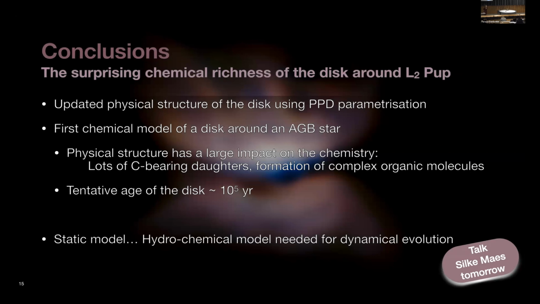Sorry? You're using a static model. Yes, it's a static model. So how do you implement the chemistry in your model? So I assume oxygen-rich parent species with a specific abundance throughout the entire disk at the start point, and then I let it evolve.